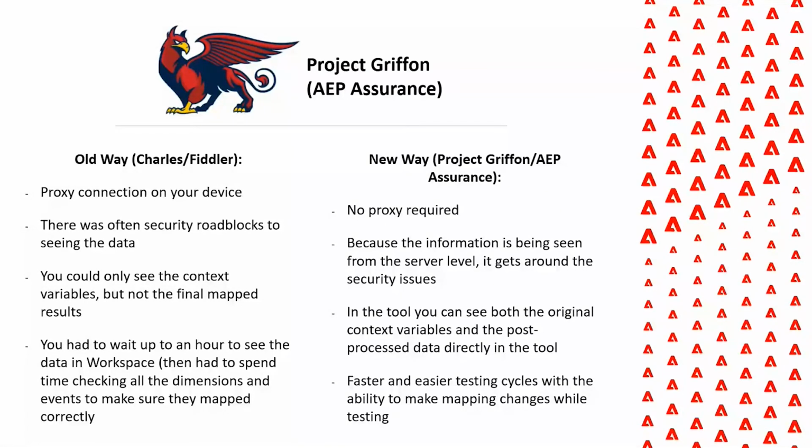With the new Project Griffon or AEP Assurance, you don't need that proxy anymore. And because the information is being seen at the server level, it gets around those security issues, so you shouldn't run into those same challenges. And in the tool, you can see the original context variables, but you can also see post-process data directly in the tool. So you can test faster, and when you're testing in your development environment, you can see the results and make sure it's going where you need it to go.